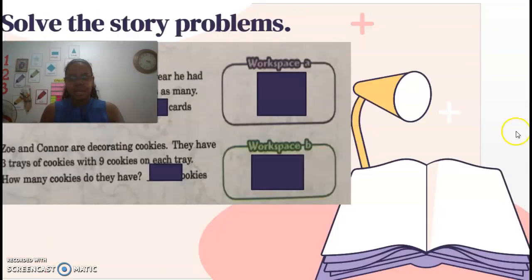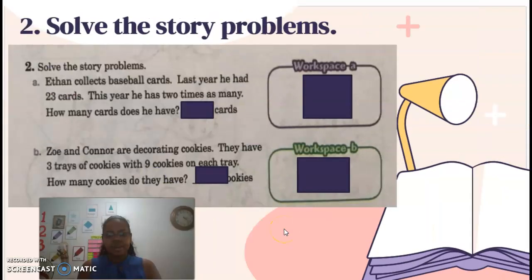Here I have solved the story problems. We have two story problems that we have to solve. We are going to read number 1, letter A. Ethan collects baseball cards. Last year he had 23 cards. This year, now, he has 2 times as many. So, how many cards does he have?